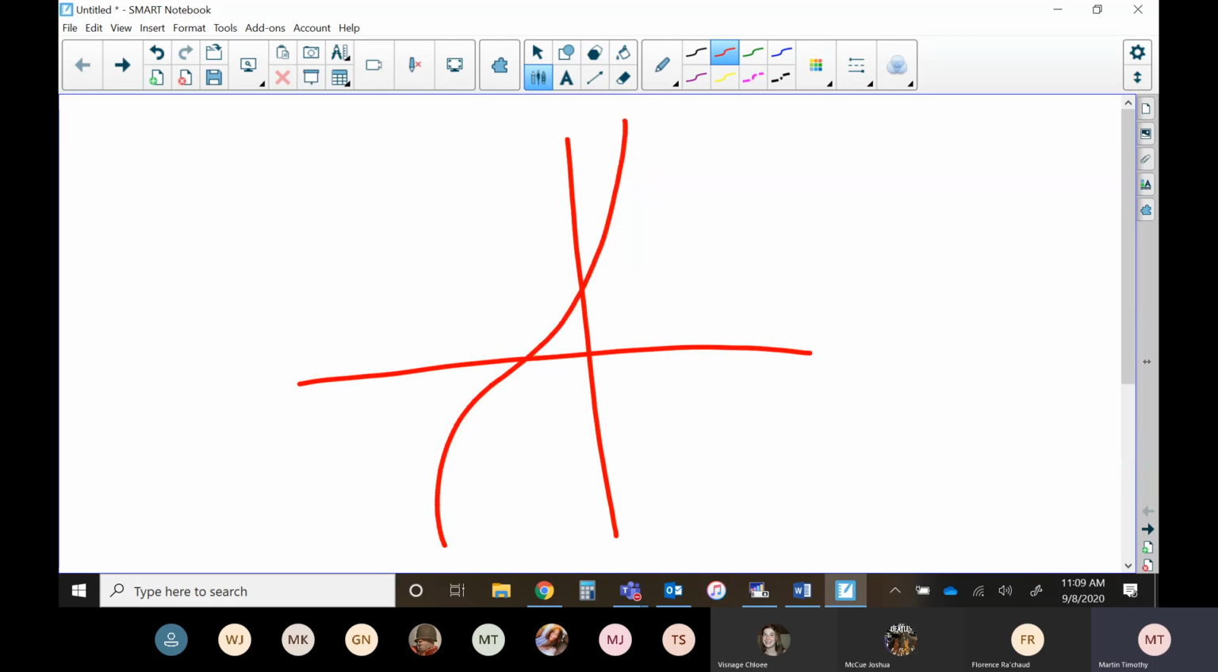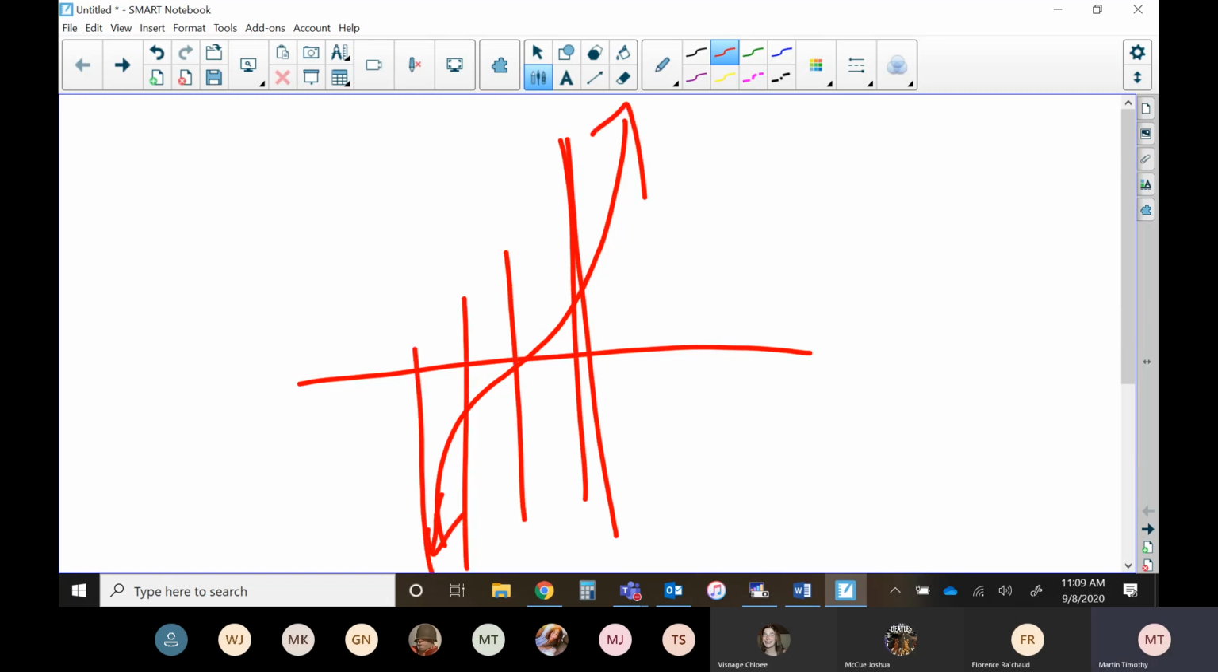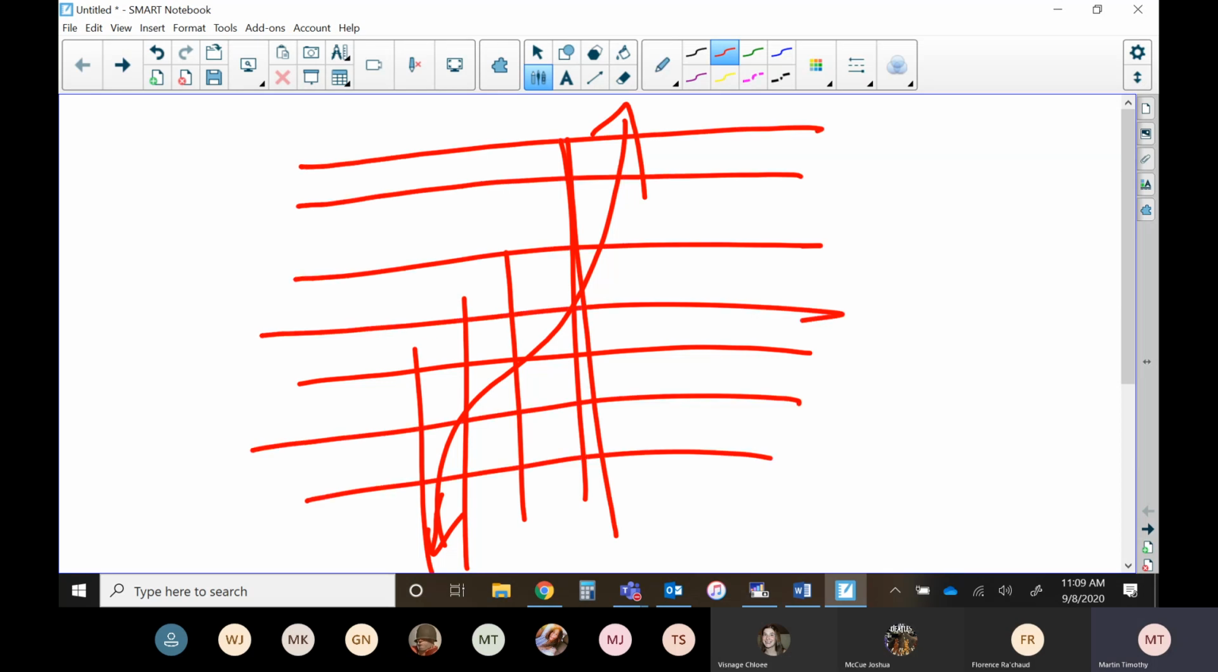Is this a function? Does each line only hit it one time? Yes. Not only does each vertical, but each horizontal only hits it one time. What does that mean? Every input has an output, and every output only has one. So what does that make this function? I just said it. It's a one-to-one function. If it passes both the vertical and horizontal line test, it is called a one-to-one function.